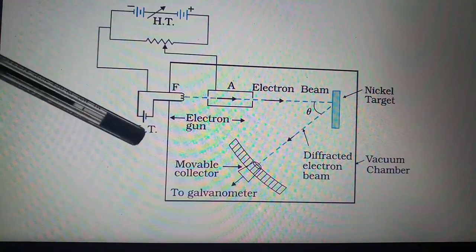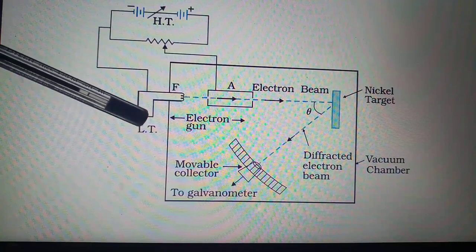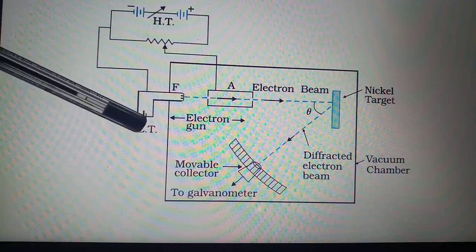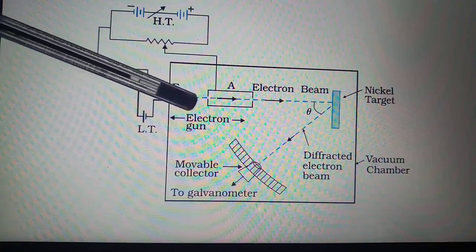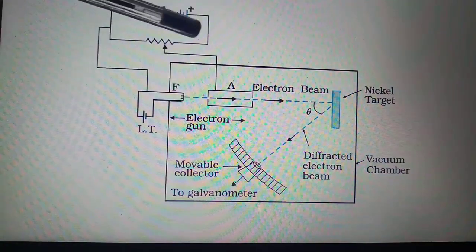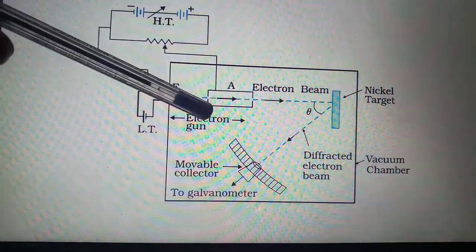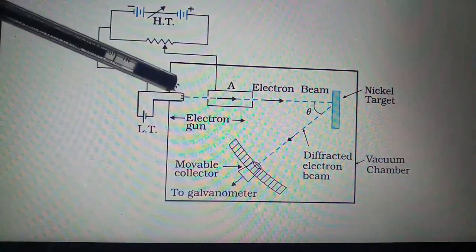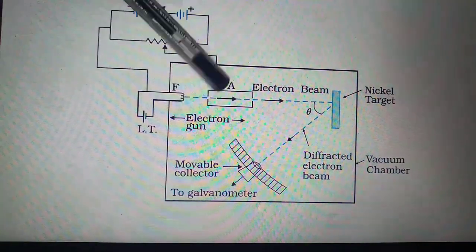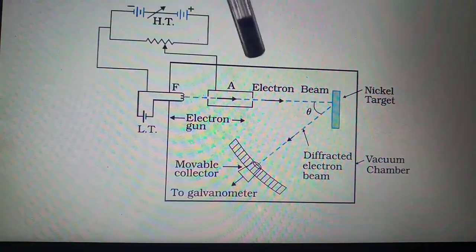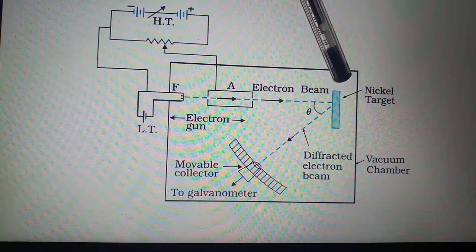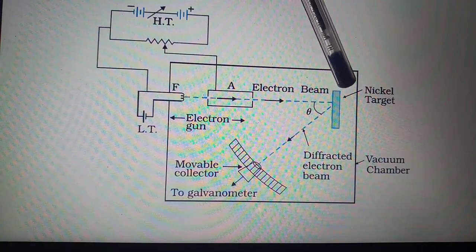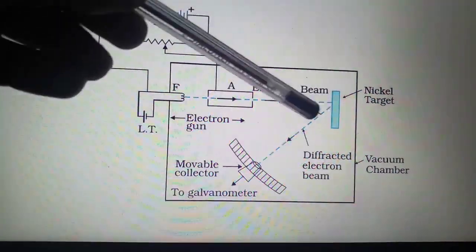Here you can see an LT is there. LT actually means low tension. It is connected to a filament which provides the electrons, and this high tension circuit is for giving a potential here for accelerating the electrons. So this accelerated electron is going this way and it is hitting the nickel here. A nickel target is there, and from here it is deviated and goes here.